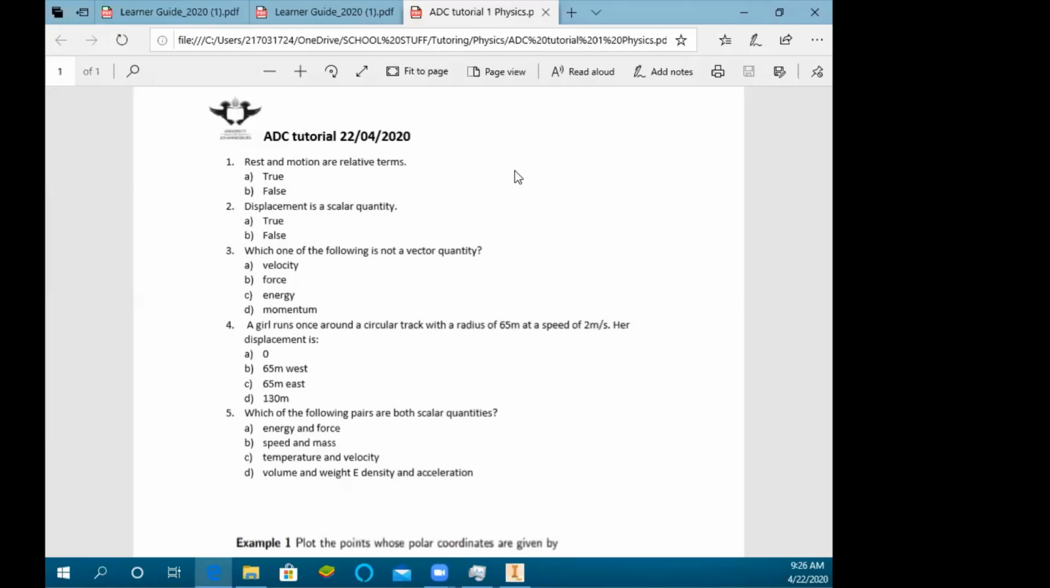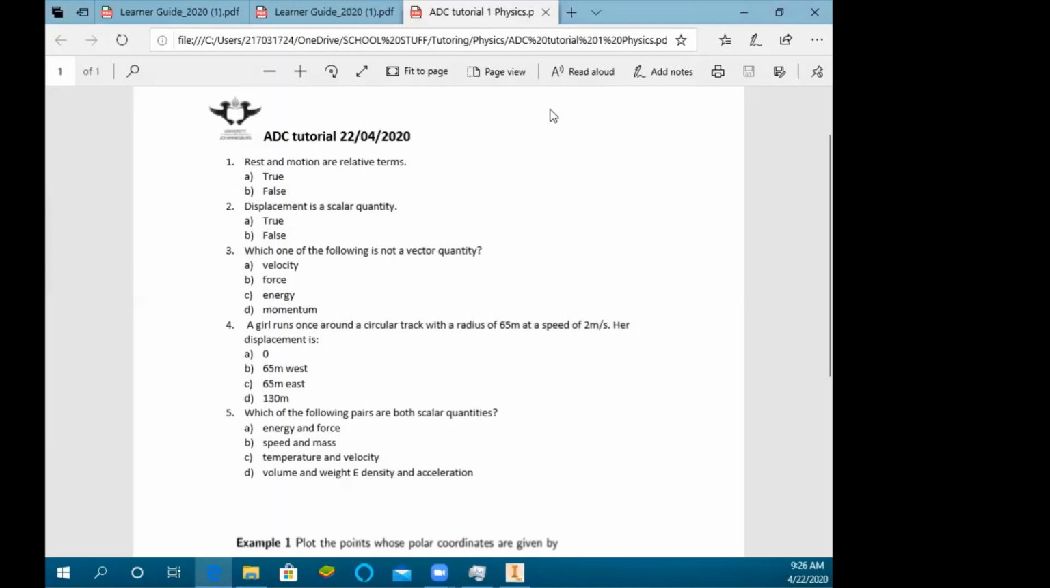If you start moving, and there's something stationary, the building is stationary, relative to the building you're moving away from it. Get it? Yes. That's what they mean. So it's true. Then, displacement is a scalar quantity. Is it true or false? False.